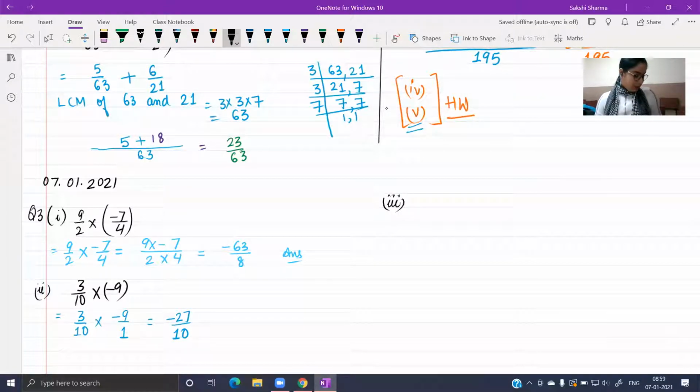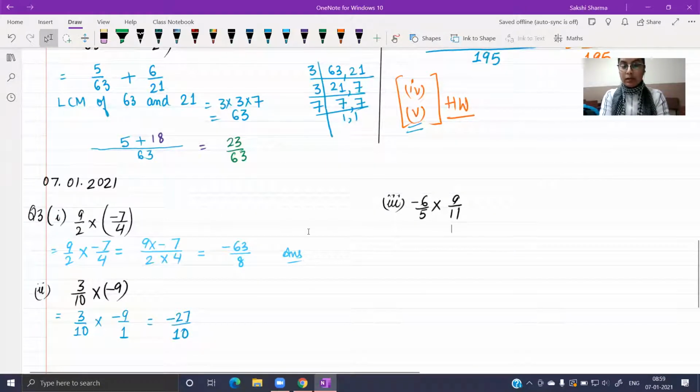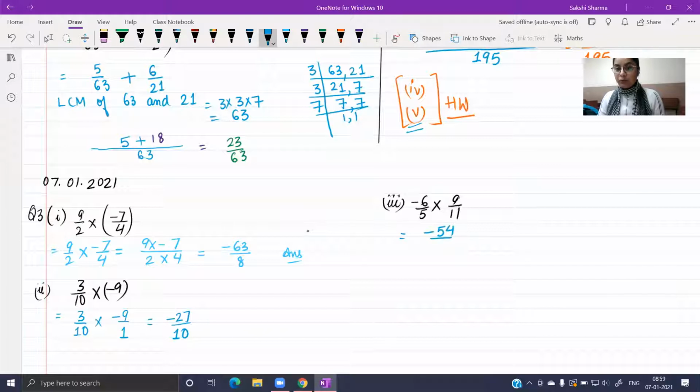All right. Next one, we have -6/5 multiplied with 9/11. Again, if you don't want to write those steps, you can directly give your answer. Like in this case, I'm going to directly give the answer. From the numerator, I will get -54, and from the denominator, I will get 55.